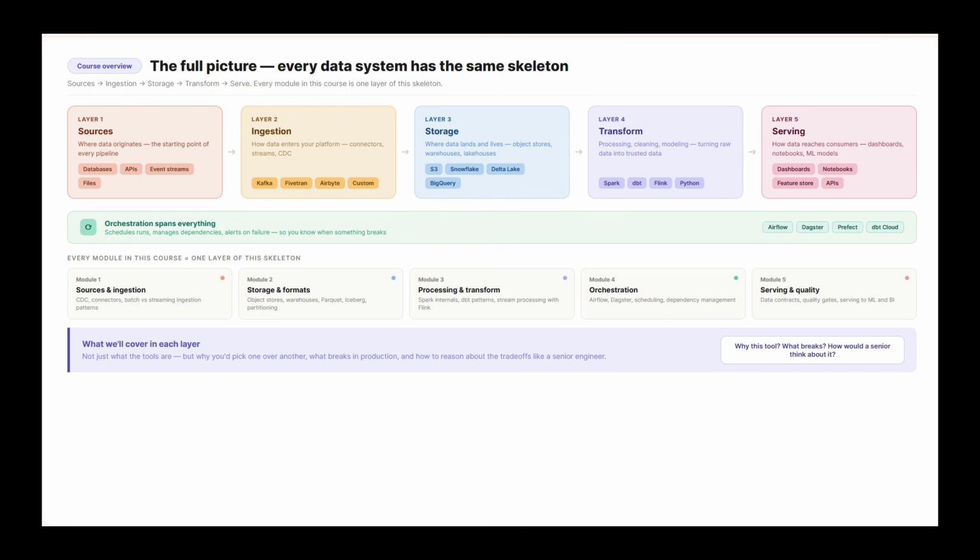That's the skeleton. Every module in this course is one layer of that skeleton, and we're going to go deep on each one. Not just what the tools are, but why you'd pick one over another, what breaks in production, and how to reason about the trade-offs like a senior engineer.